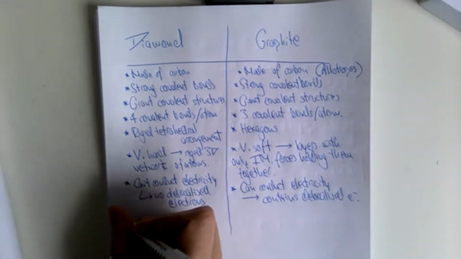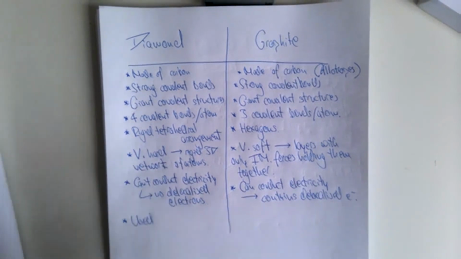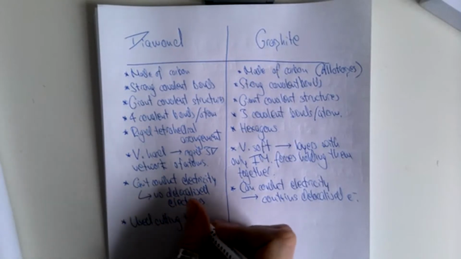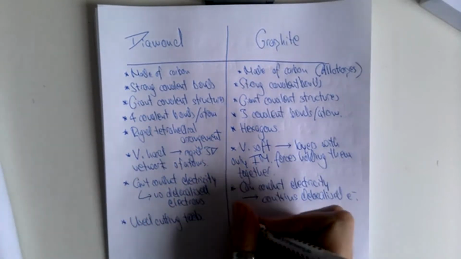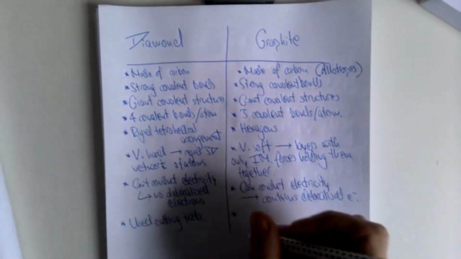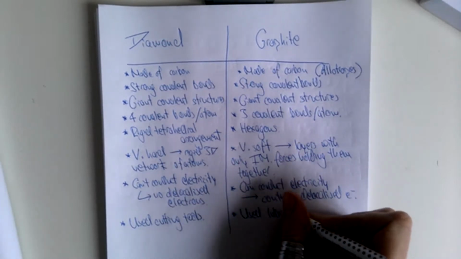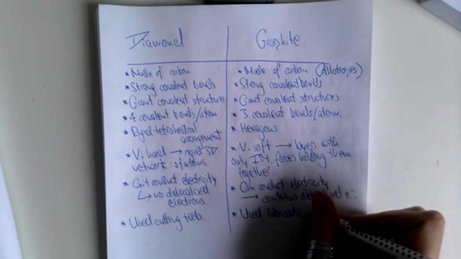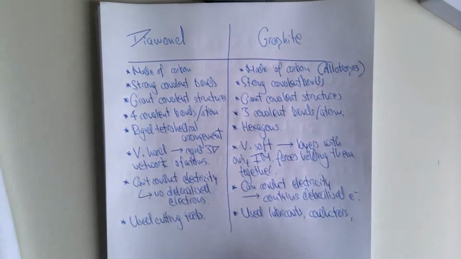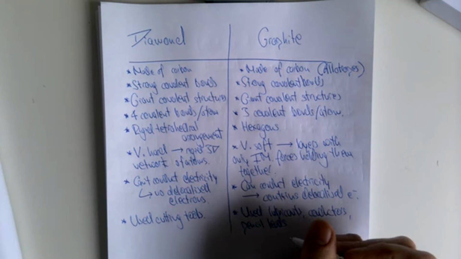And finally, just thinking about uses, diamond, due to its hard rigid structure, can be used for cutting tools. So for example, you might have heard of diamond tipped saws, whereas graphite, due to its slippery, soft properties, can be used as lubricants. It's also a good conductor, so it can be used within circuits in order to conduct electricity. And as well as that, it's used in pencil leads as well for drawing and writing.